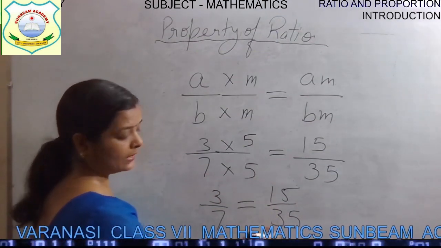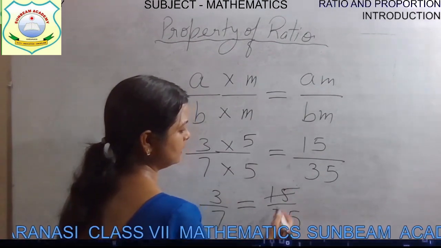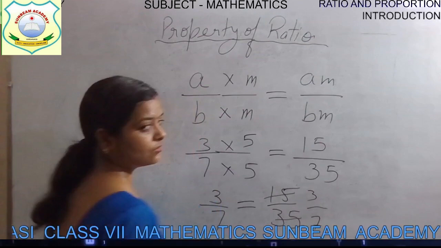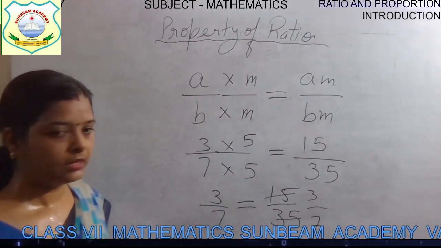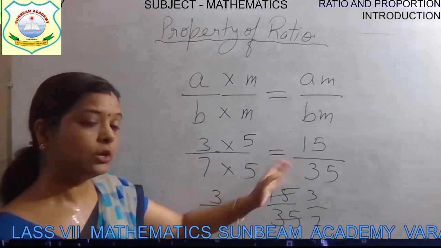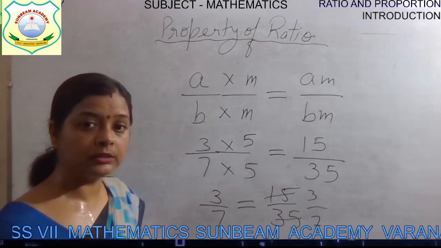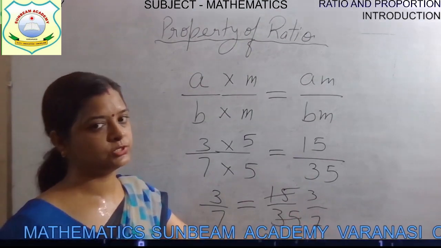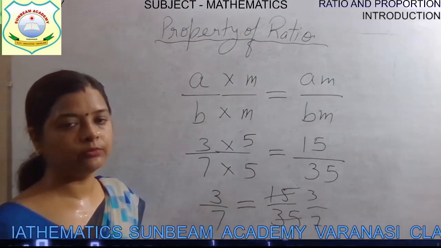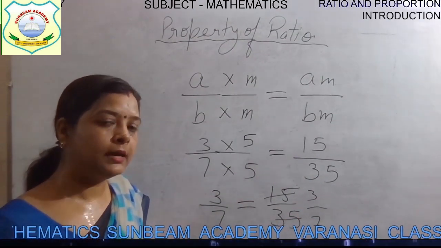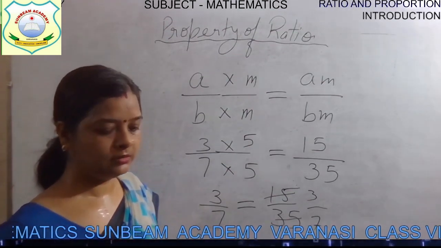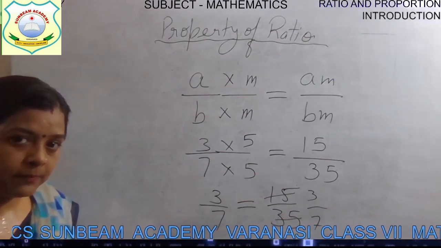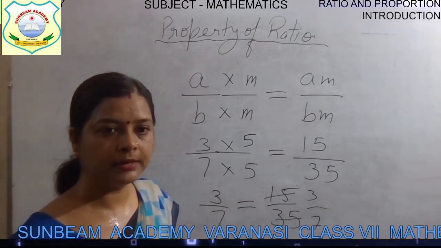When you simplify this, just solve it, children. 5 3s are 15 and 5 7s are 35. See, 3 by 7 is coming again. It means 3 by 7 is equal to 15 upon 35 when you obtain it in simplest form. So the values only increase, but it remains the same in simplest form. Clear? And now the second property.